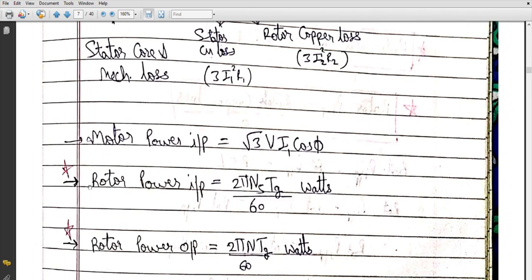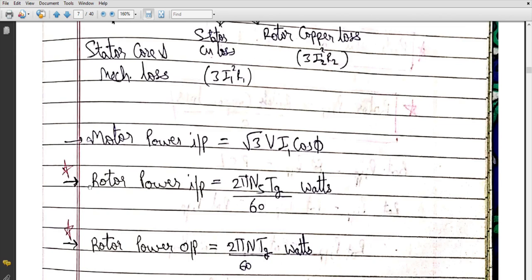Now you should know one very important thing: power is equal to torque into omega. This formula is very important. Active power is equal to torque into omega. You should be very careful about using this formula, and about the units of the various parameters involved in it.